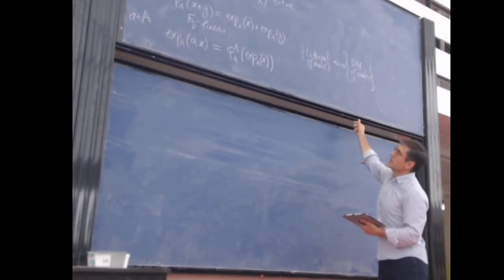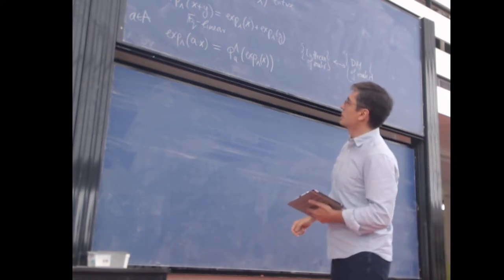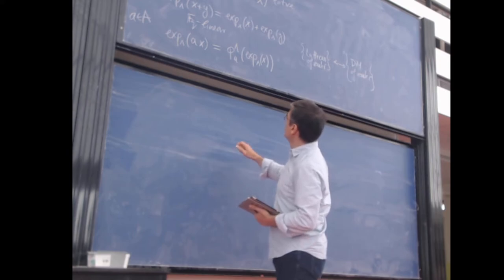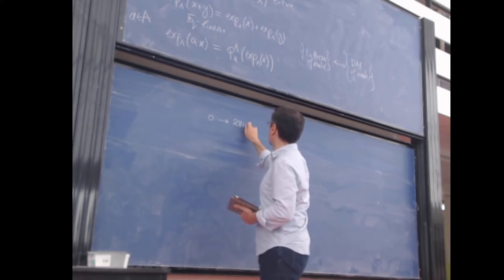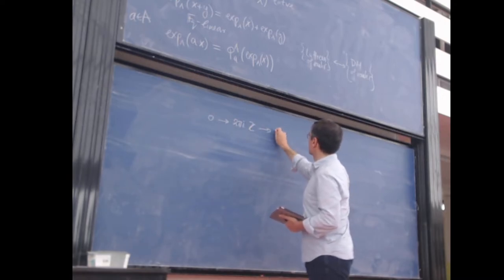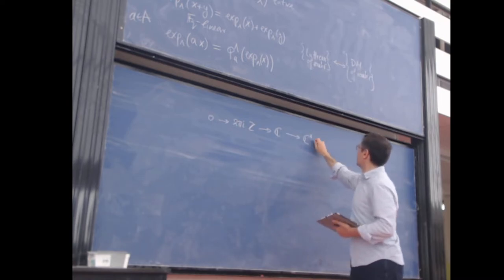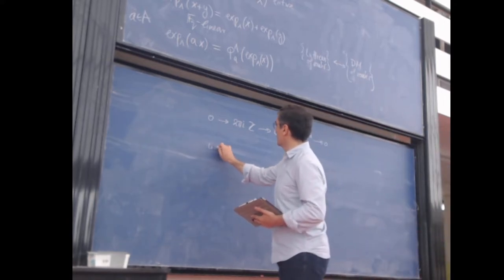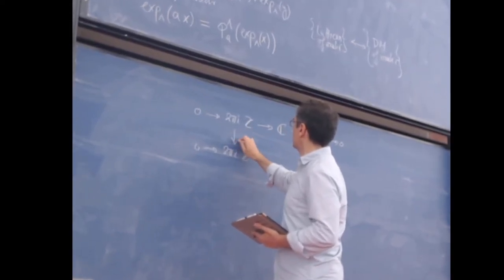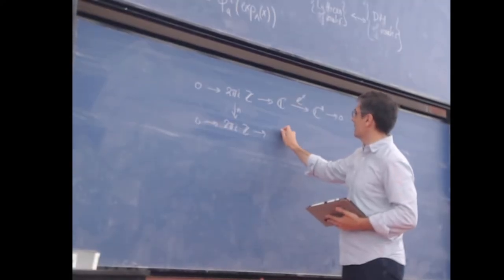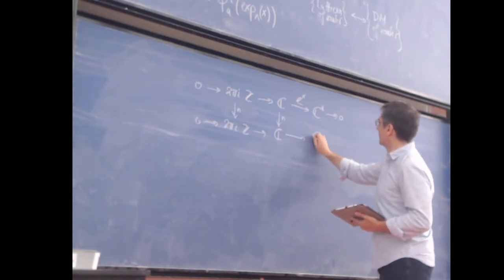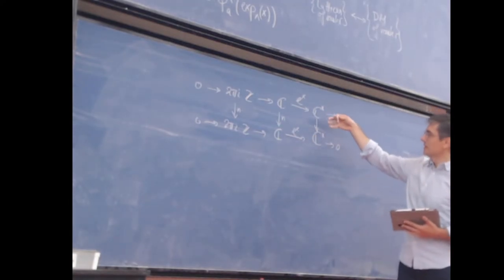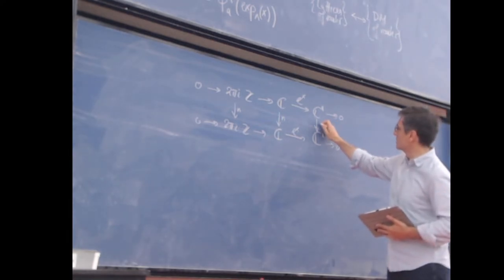Now, what about similarity to the usual exponential? So I claim that this is like an analog of the exponential function, and for that you should think about the exponential as giving you this exact sequence of Abelian groups. And then you can act here by n. So then this C is an additive group. But if you act by the exponential, the group structure, well, it's a different group. Now you're kind of raising to n's power.